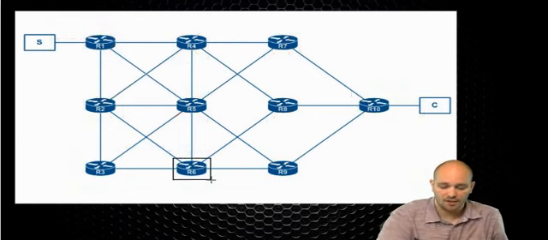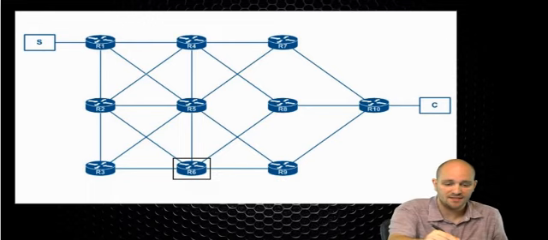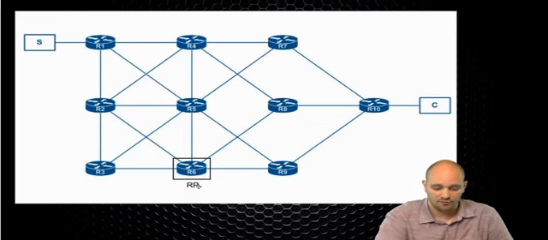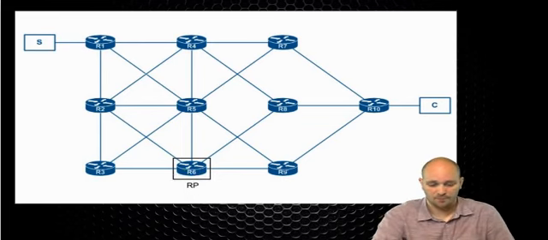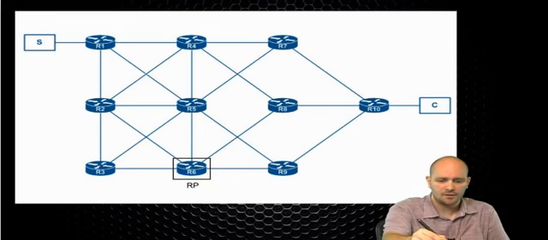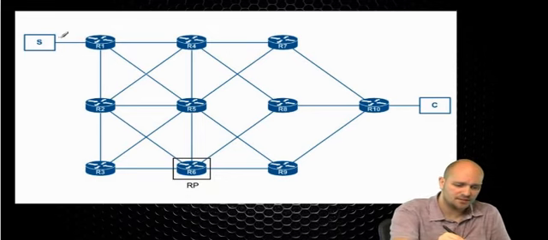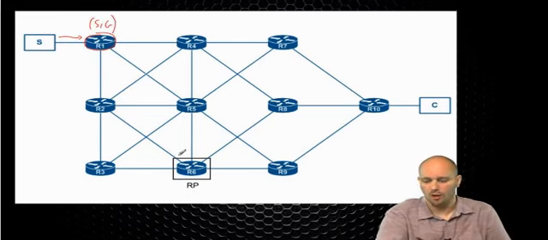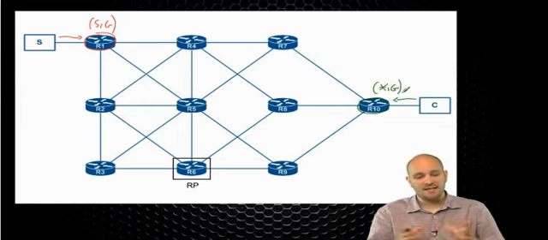So I'm going to mark it here as the rendezvous point. So this is now my rendezvous point. Let me just write that down. R6 is going to be the rendezvous point in my network. Now, just a reminder, source S is transmitting the traffic, which creates S,G state on R1, and there is client C here that requests *G.